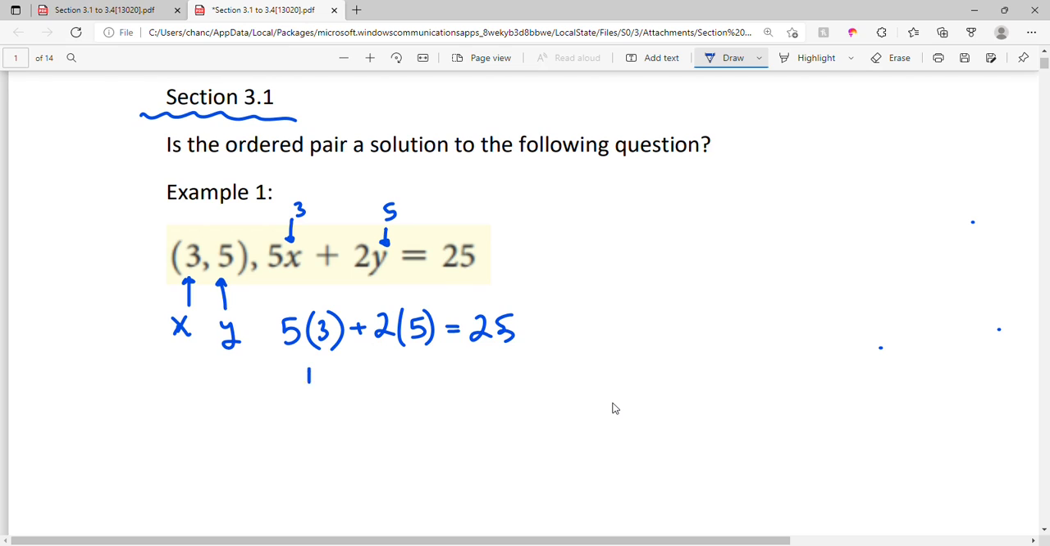5 times 3 is 15. 2 times 5 is 10. And that is equal to 25. The left side, 25, is equal to 25. So in this case, we have (3, 5) is a solution. So yes, (3, 5) is a solution to the equation.